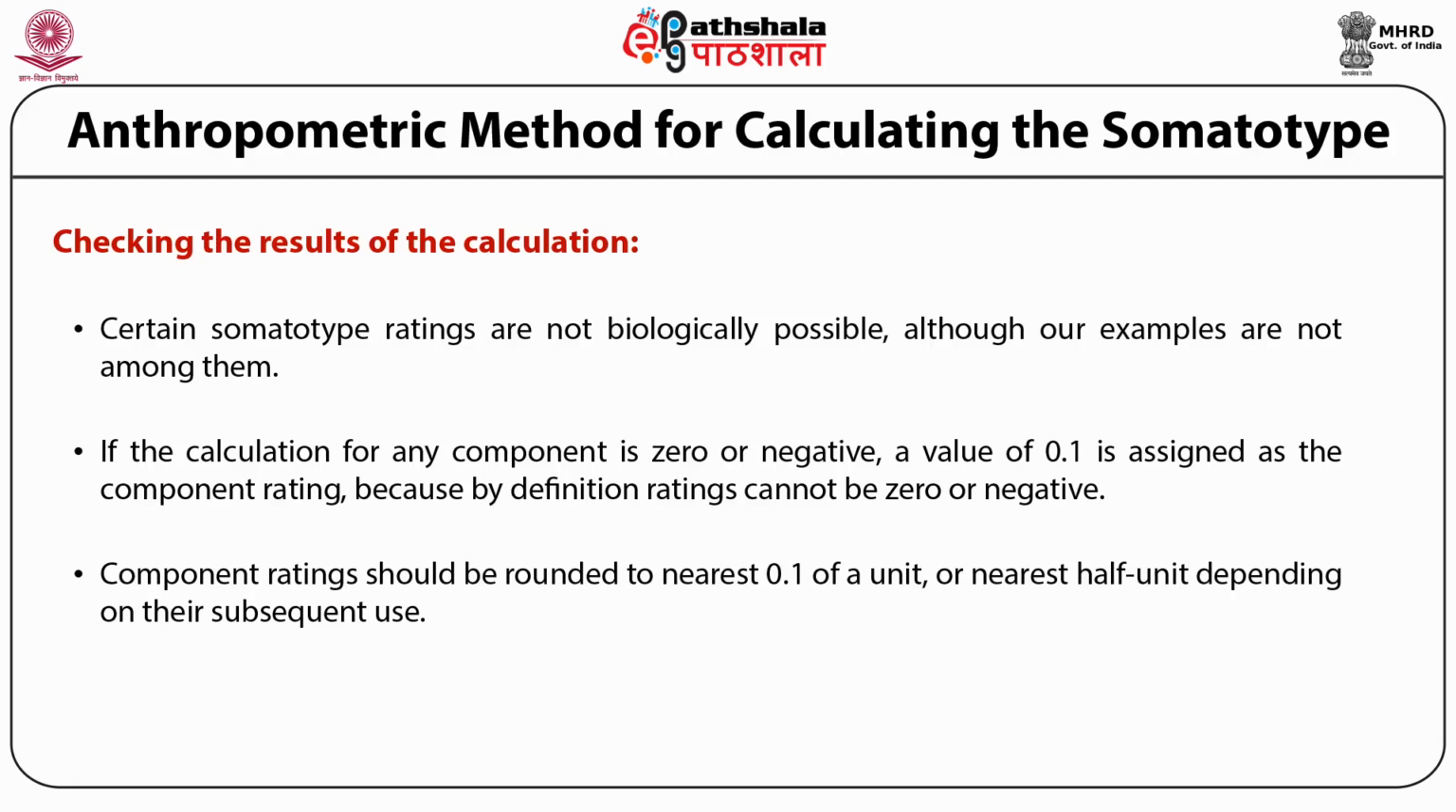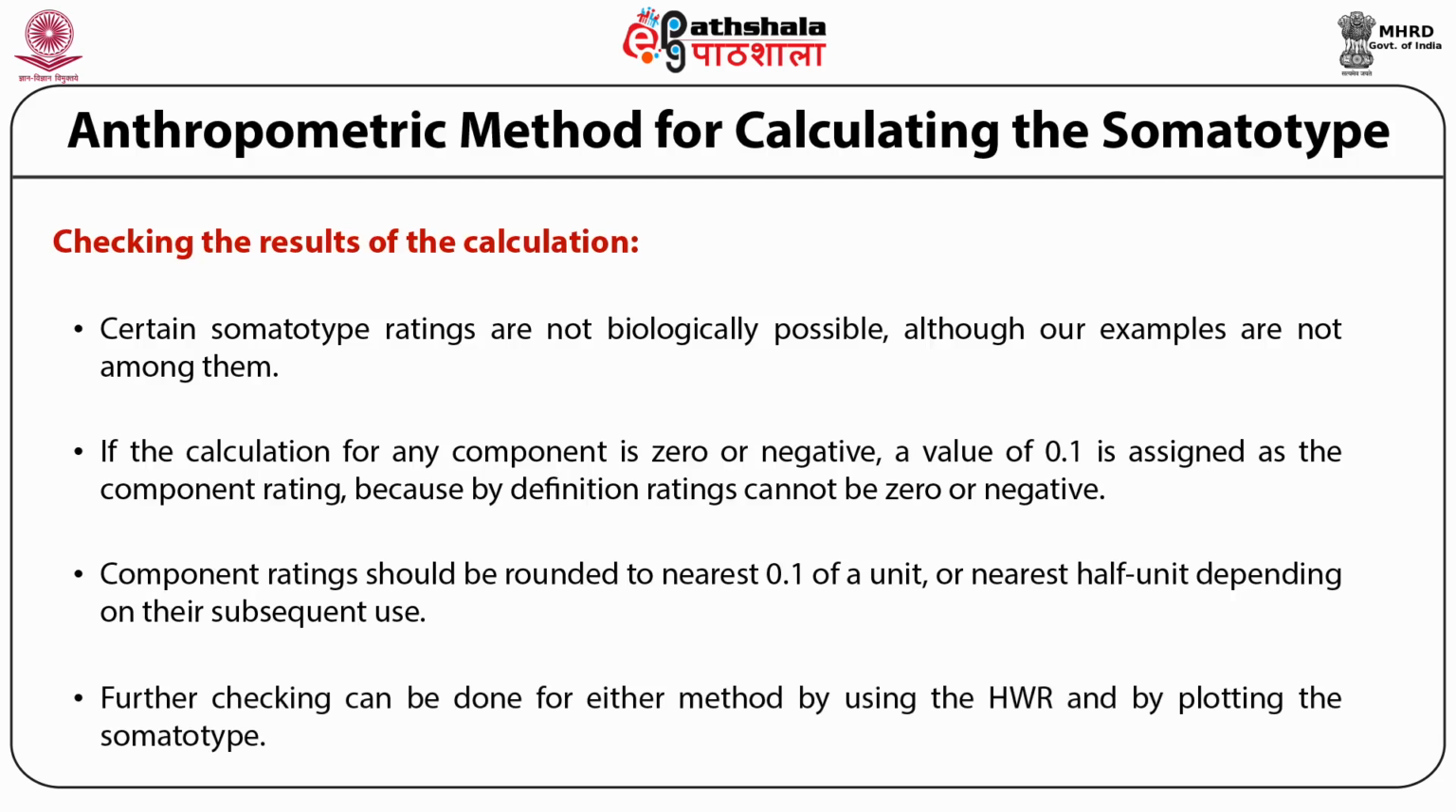This is a limitation for using equations. Further checking can be done for either method by using the HWR and by plotting the somatotype. There is a relationship between HWR and likely somatotypes. You can see that in figure 4. The somatotypes in the rows are those most likely to occur for a given HWR.